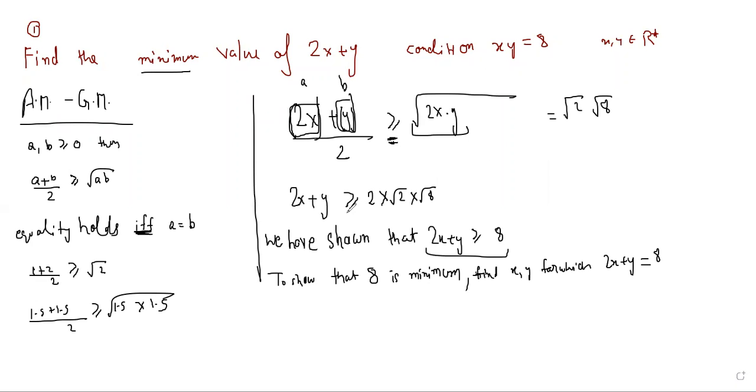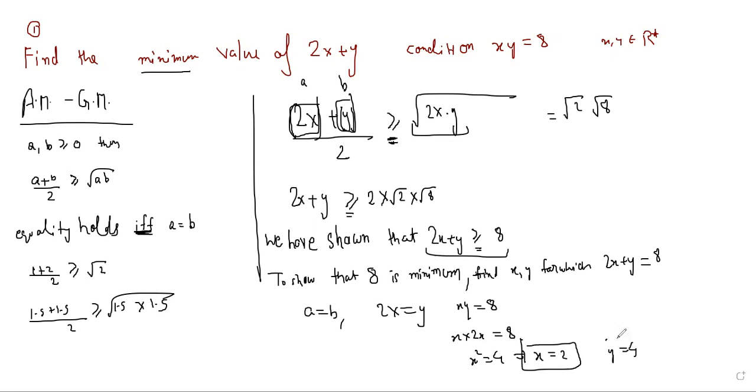You agree? Because this equality will propagate here, and this will propagate here, and you will get equality. When do you get equality? We just saw A equal to B. What does A equal to B mean? 2x equal to y, and xy equal to 8. Now you can easily figure out x and y. So y is equal to 2x. You see that this is the utility of AM-GM. So x squared equal to 4, that implies x equal to 2. And y is equal to 4 because the product is 8. You can also check that it is working.